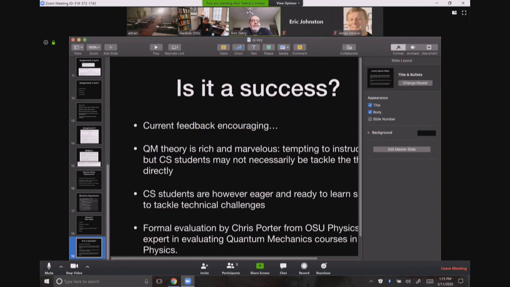Let me ask one more follow up. So the way you set it up was to leverage their programming skills, which they definitely have. And as you're showing your examples, there were a lot of proof skills, and that's something that in general I think CS students are relatively weaker on. Has that been a challenge for them?